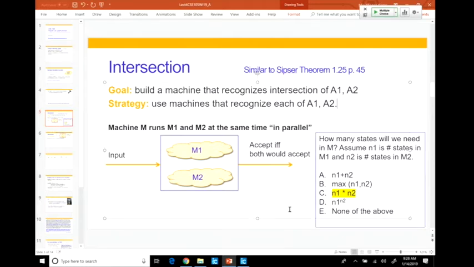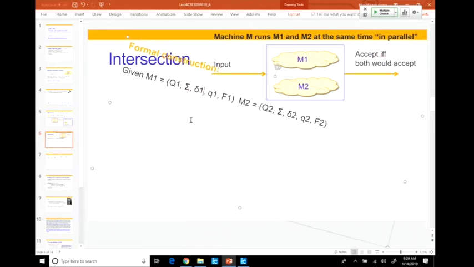If we want to keep track of what's happening in M1 at the same time as keeping track of what's happening in M2, then enumerating all the possibilities of having one of the states in M1 be something that we remember, and one of the states in M2 be something that we remember, we have to think about all of the ordered pairs where the first component is coming from M1 and the second component is coming from M2. We need to think about all of the pairs of states that the two machines could respectively be in. And so the construction that we're doing here is the Cartesian product construction.